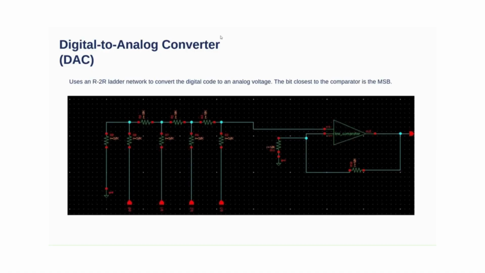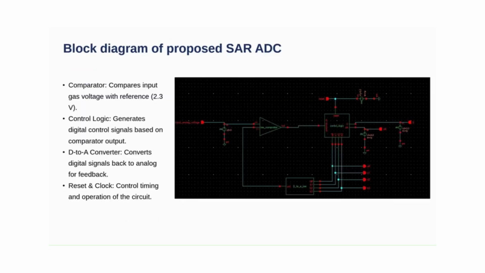Talking about the digital to analog converter, DAC, the DAC converts the digital code generated by SAR logic into the corresponding analog voltage. We used an R2R ladder DAC, which is one of the simplest and most area efficient designs. Each bit in the ladder network contributes proportionally to the output voltage. The most significant bit has the largest weight and the least significant bit the smallest. The DAC output is then sent to a comparator for comparison with the input signal. The accuracy and linearity of the DAC are critical to the overall performance of the ADC, and using the R2R structure helps us maintain both with minimal power usage.